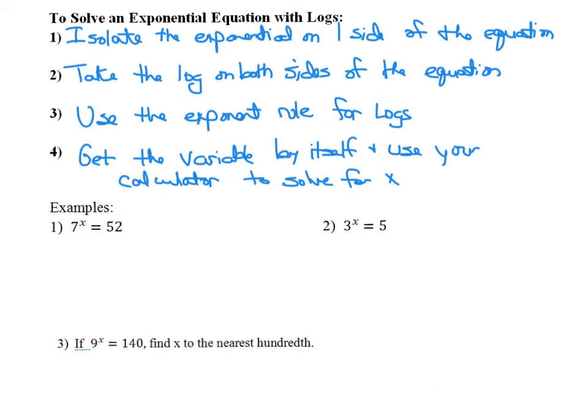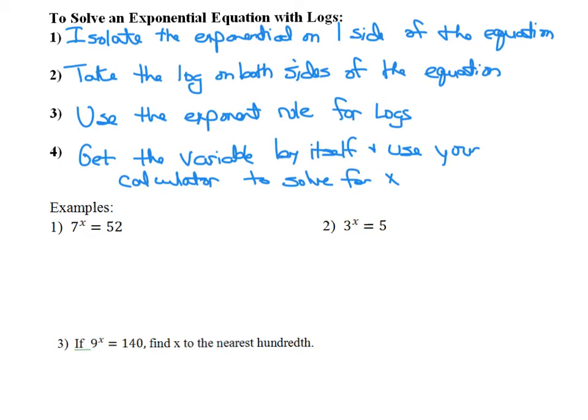Step number 2, we're going to take the log on both sides of the equation. And again, when I'm talking about taking the log on both sides, in these examples, I'm taking the common log. So that's log to the base 10 so that I can use my calculator to solve. Step number 3, once we've taken the log on both sides of the equation, we want to use the exponent rule so that we can bring the variable down as a coefficient.